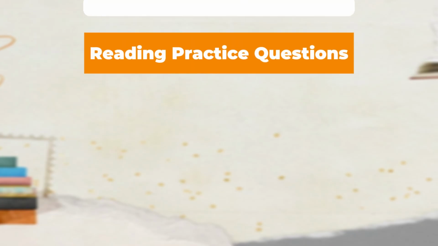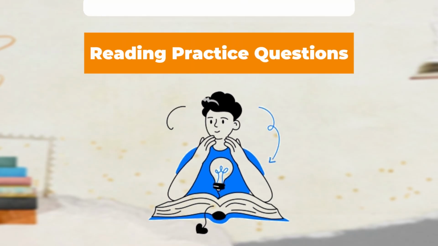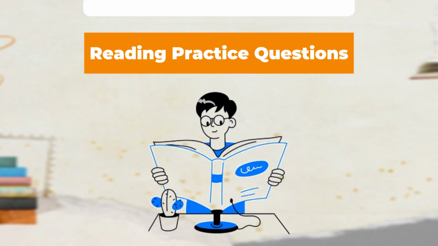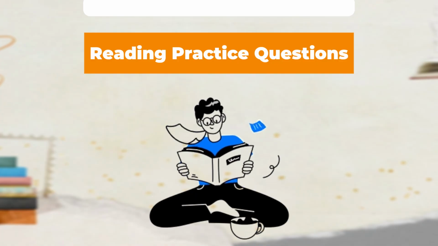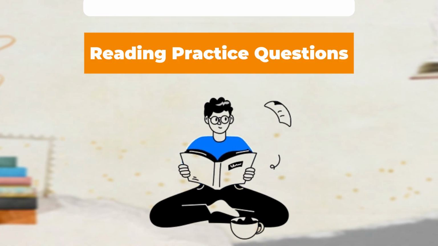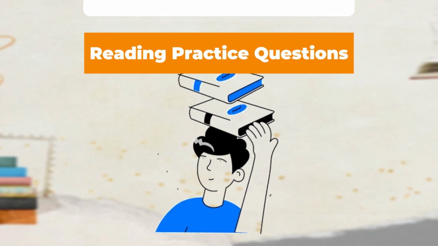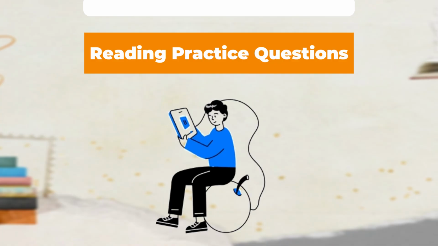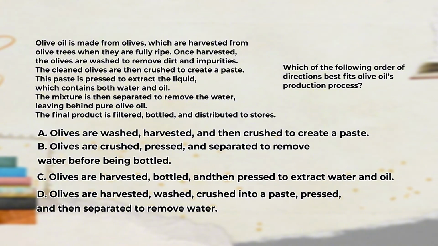Let's move on to the reading test section. The reading section measures comprehension, vocabulary, and the ability to understand both literary and informational texts. In third grade, students need to read longer passages, follow a sequence of events, identify key details, and understand what information is missing from a text. Let's try the first reading question. Read the passage carefully. Which order best matches the process of making olive oil? Pause the video and choose the best answer.